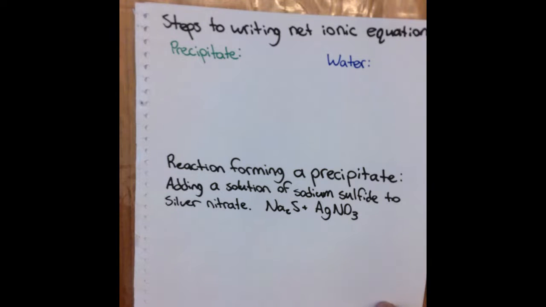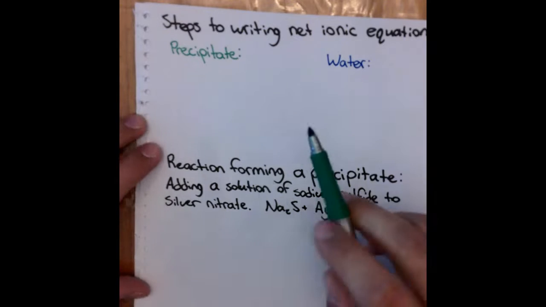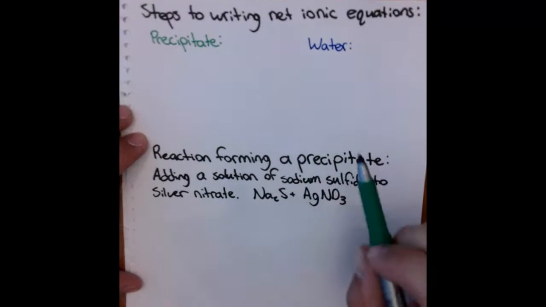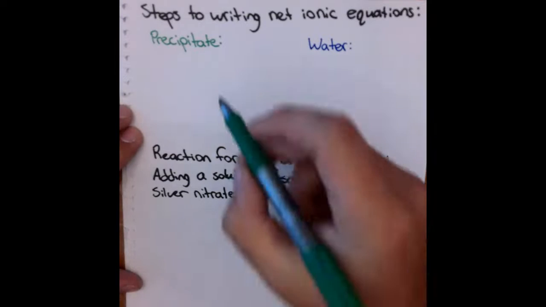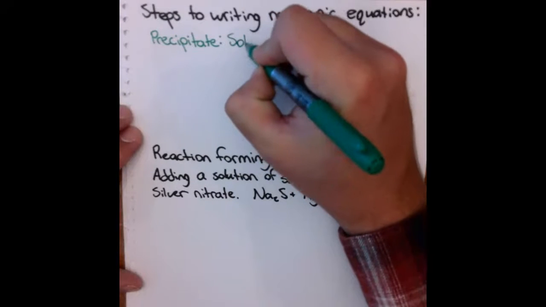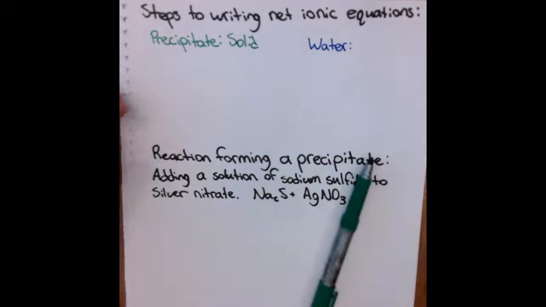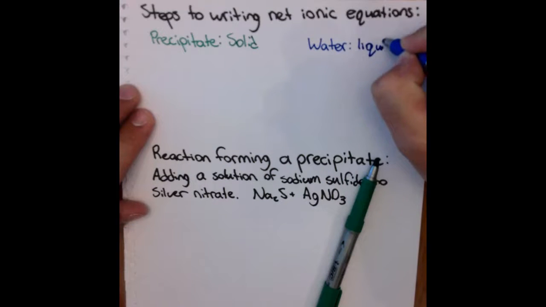So what we're going to look at now is writing our net ionic equations. There are 3 things in particular that we will see from double displacement reactions resulting from 2 solutions reacting with each other. We're going to focus on 2 of them. Here we have a precipitate which can form, which is going to be a solid, or we can have water that will form, which will be in the form of a liquid.